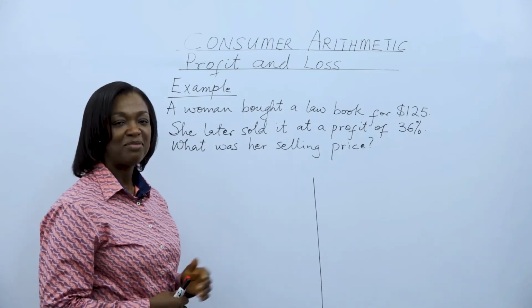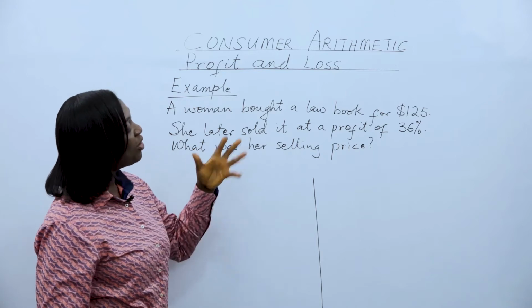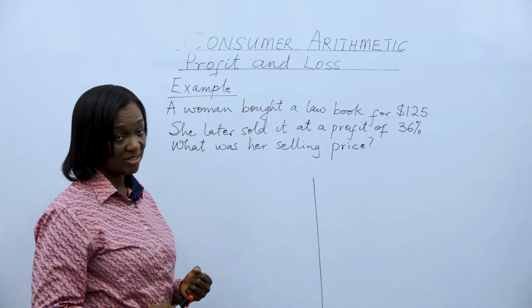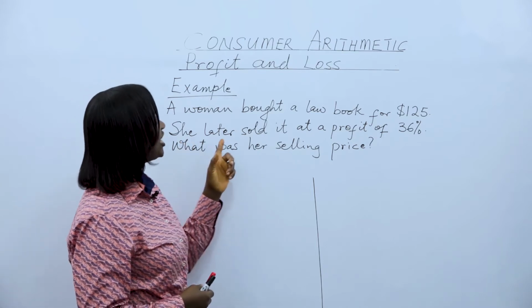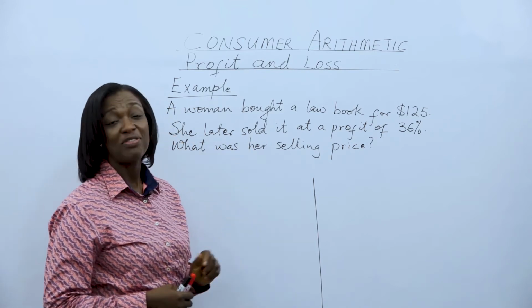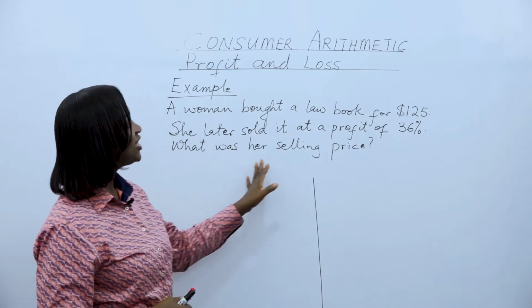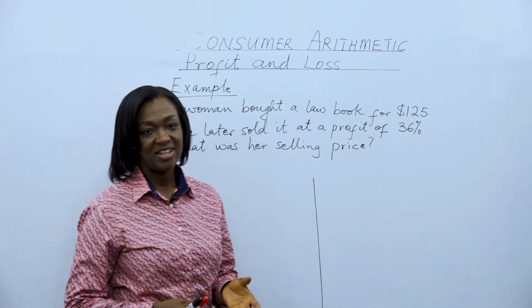Let's look at this example. A woman bought a law book for $125. She later sold it at a profit of 36%. What was her selling price?